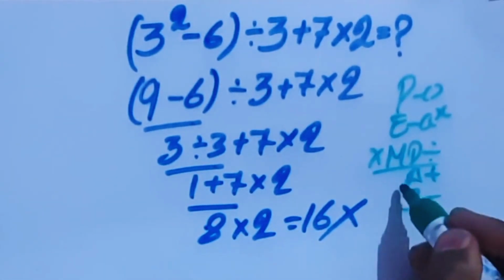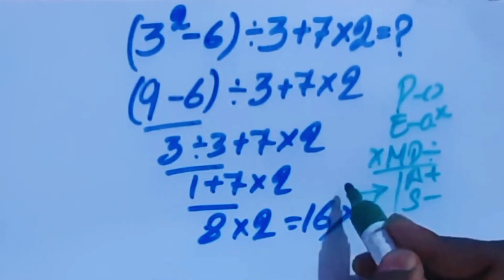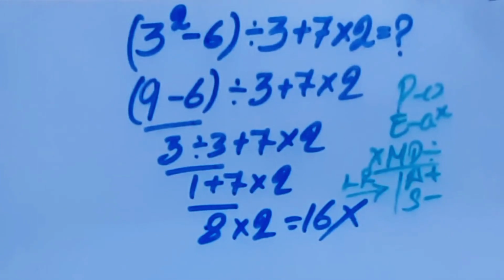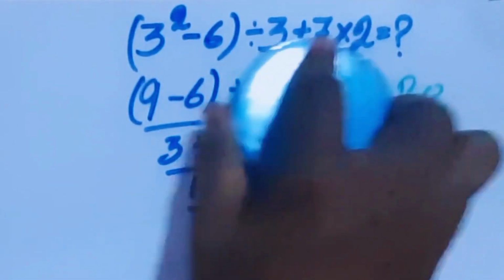Multiplication and division have equal priority. Also, addition and subtraction have equal priority. For equal priority, we have another rule called left to right in the problem. Now we are going to solve this problem in the correct way by using the order of operations PEMDAS.